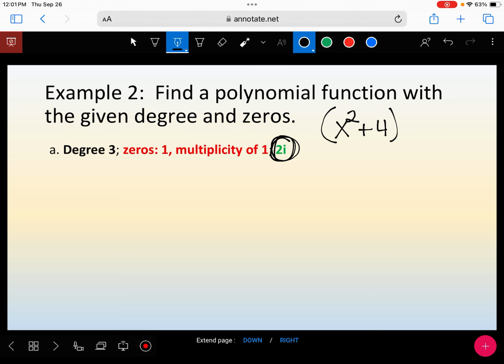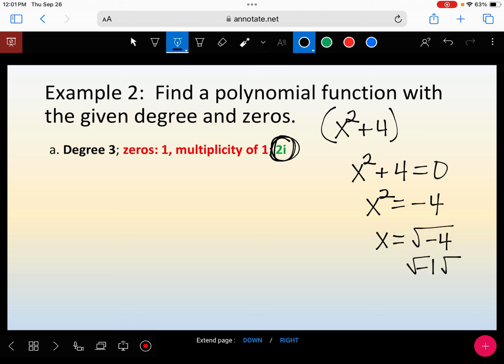So let's solve it so we can understand why. If you take x squared plus 4 and set that equal to 0, what would we have to do first to solve it? Subtract the 4. And then we would have to take the square root of -4. And when we split that, that's how we get the plus and minus 2i. Because keep in mind, even though they just told us positive 2i, it comes with a partner. If one of our solutions is positive 2i, that means we also have negative 2i.